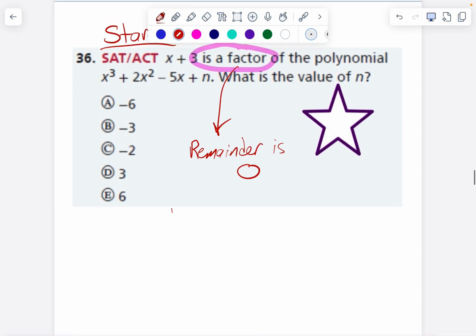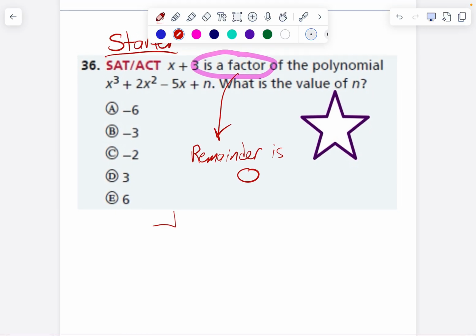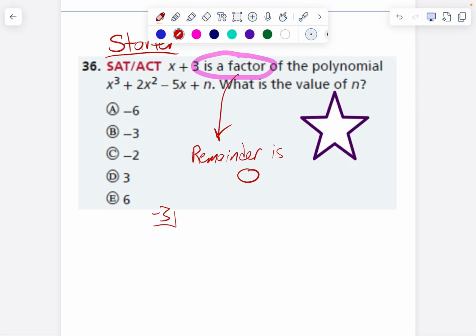Okay, that kind of implies that we need to go divide. What goes in the box? Yep, it's the 0 of the factor, or negative 3 in this case. And then we get 1, 2, negative 5, and n, since we don't know what n is.